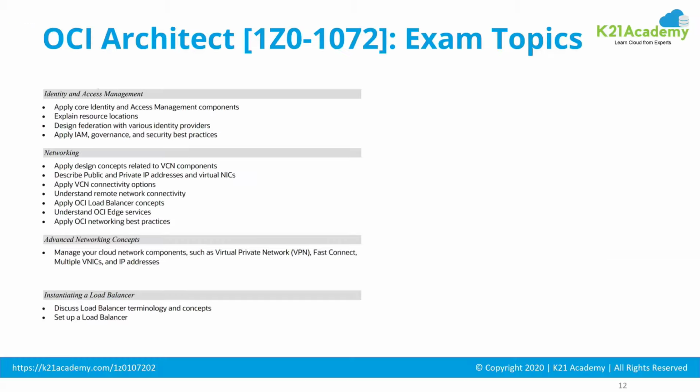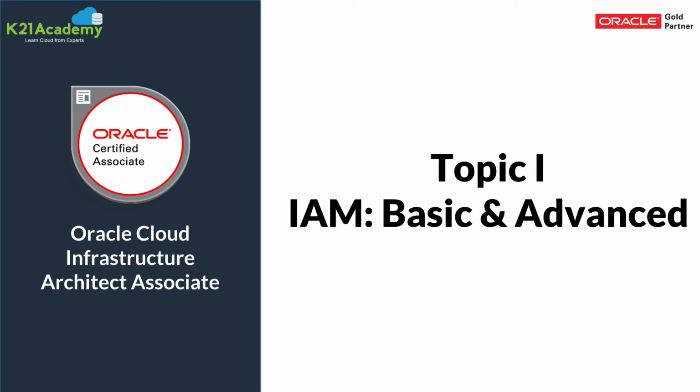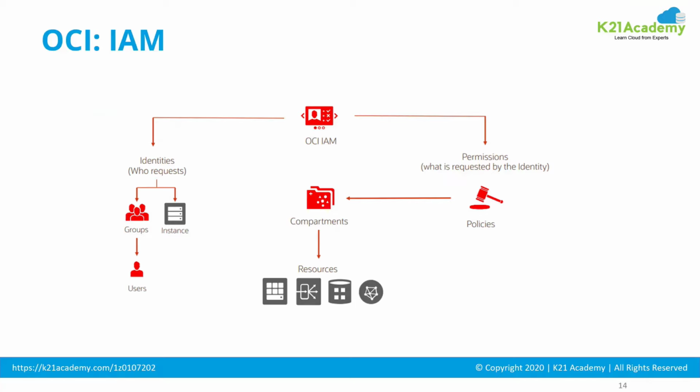So let me explain these 5 topics in detail. The first topic you should be learning is identity and access management. That includes both basic and advanced identity and access management. Now, identity and access management consists of users and groups or instance principals that make up your identity, which is on the left hand side. Now, as a part of identity and access management, you're protecting these resources, which you put together into a compartment, which is nothing but a logical collection of these resources. And then you apply appropriate policies that dictate who can do what on these resources.